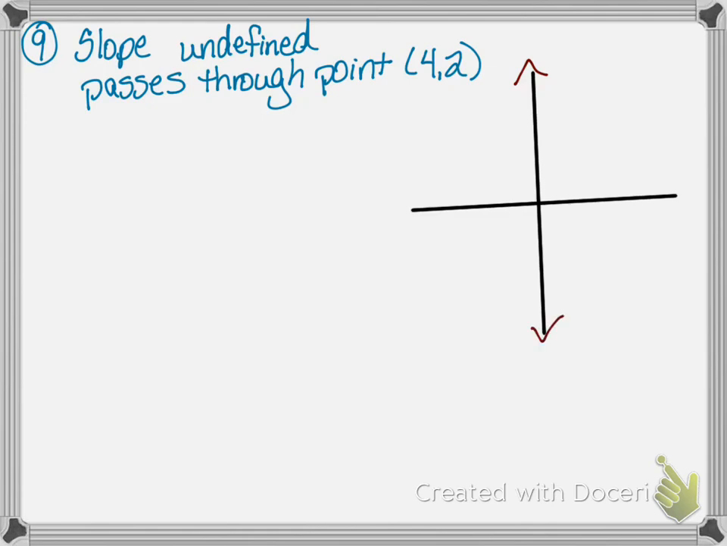Okay. And the point passes through over 4 and up 2. So our point passes through this point right here. Over 4 and up 2. And it's vertical. And the reason that we know that is because it tells us that our slope is undefined.